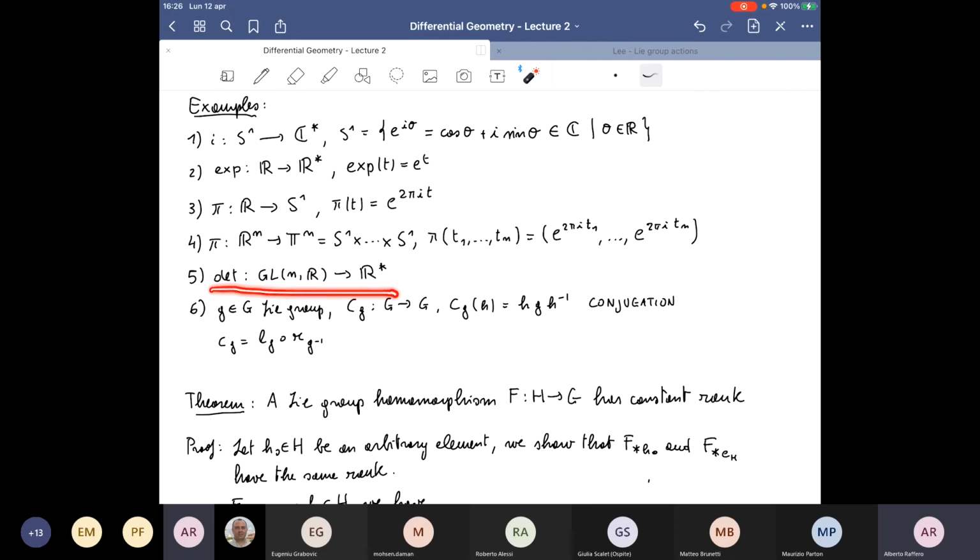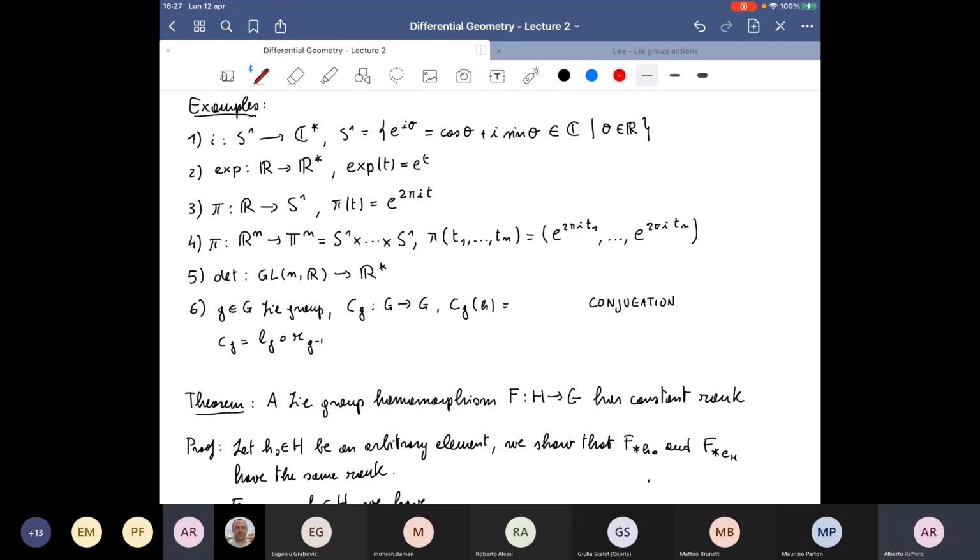Also, the determinant map is a Lie group homomorphism from the general linear group to the real numbers without zero. This is because of Binet's formula, which tells you that the determinant of the product of two matrices is the product of the determinants. Finally, there is also an operation that is useful when one deals with Lie groups, the so-called conjugation, which is a smooth map between a Lie group and itself, which is just given by, oops, sorry, here I wrote the wrong definition.